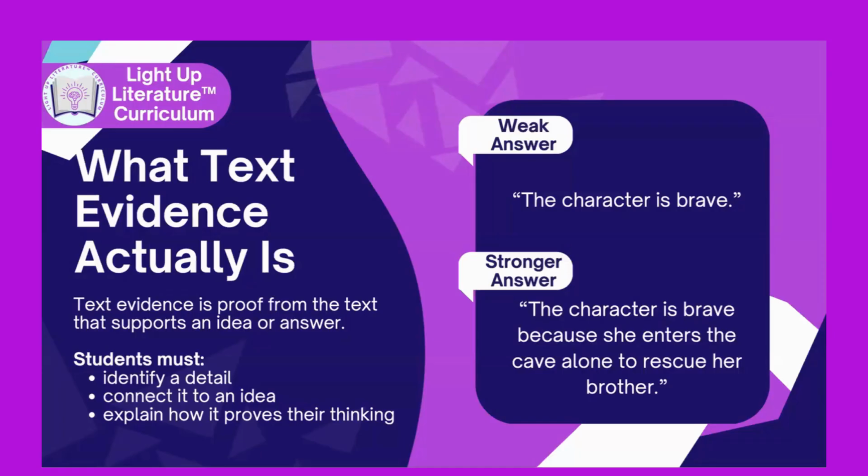So, for example, a weak answer might be "the character is brave," but a stronger answer is "the character is brave because she enters a cave alone to rescue her brother." Now, the student is using specific details from the text to support their idea, and that's exactly what we want. And once they get it, your life is easier, and so is theirs.